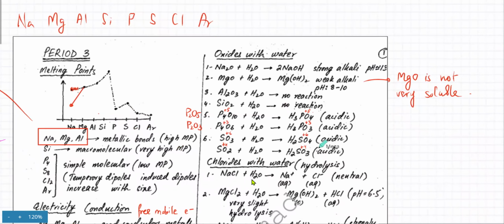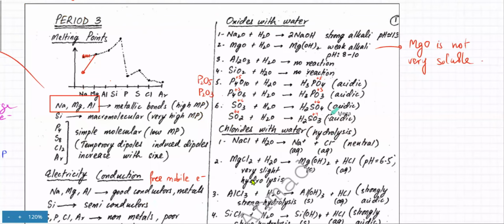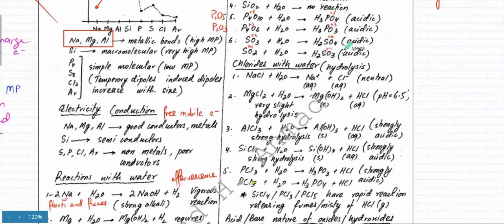Okay. So is this clear? I'm going to continue with this in the next class then. Okay. Let's leave this here because the next thing requires a lot more explanation. The reaction of chlorides with water.